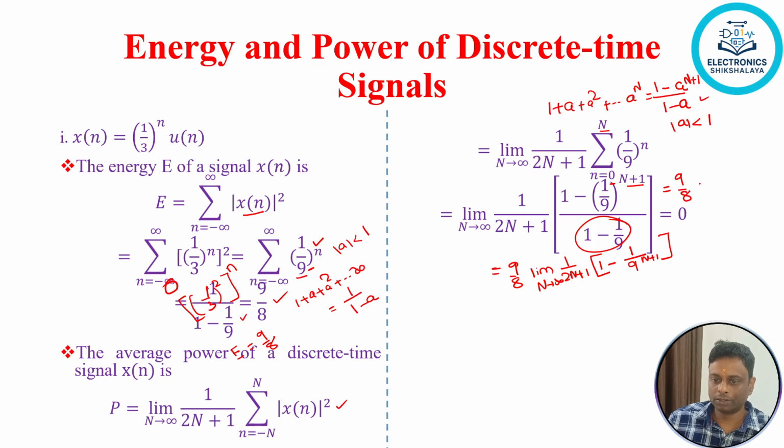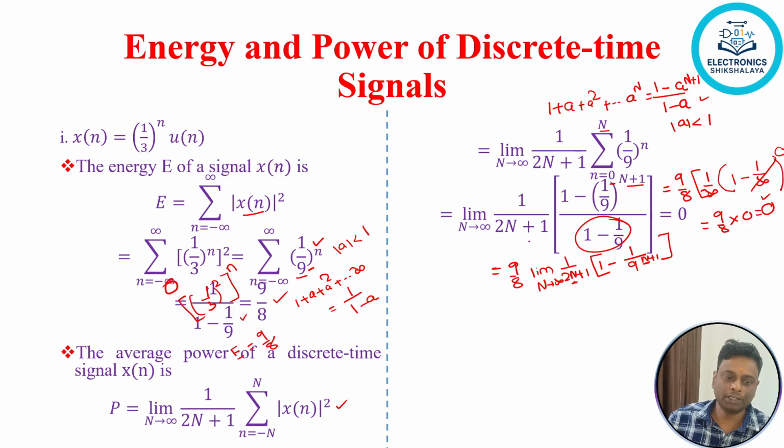Okay, so let us put the limit values. Limit n tends to infinity, so the first term will be 1 by infinity. Similarly, in this term, n is infinity, so it will be 1 by infinity. So this term will be 0, and it will be 9 by 8 into 0, so this term is equal to 0.